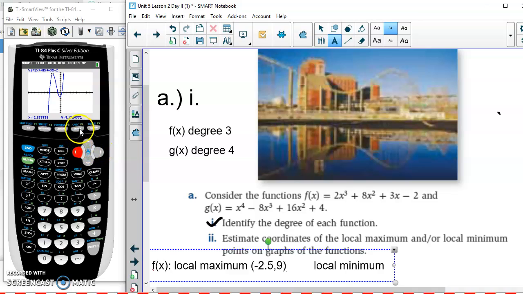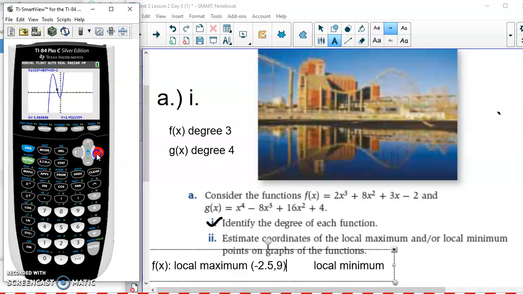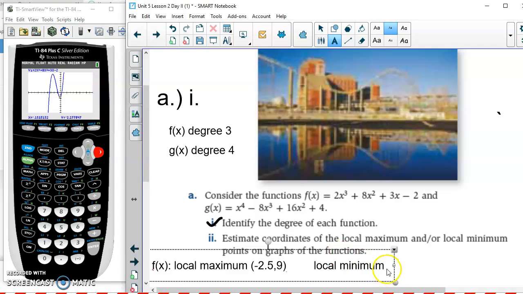So I'm still tracing along my curve, and my local minimum is going to be somewhere right around here, negative 0.15 and negative 2.2, so let's just fill that in. Negative 0.15, comma, negative 2.27. That's good enough for this problem for f of x.